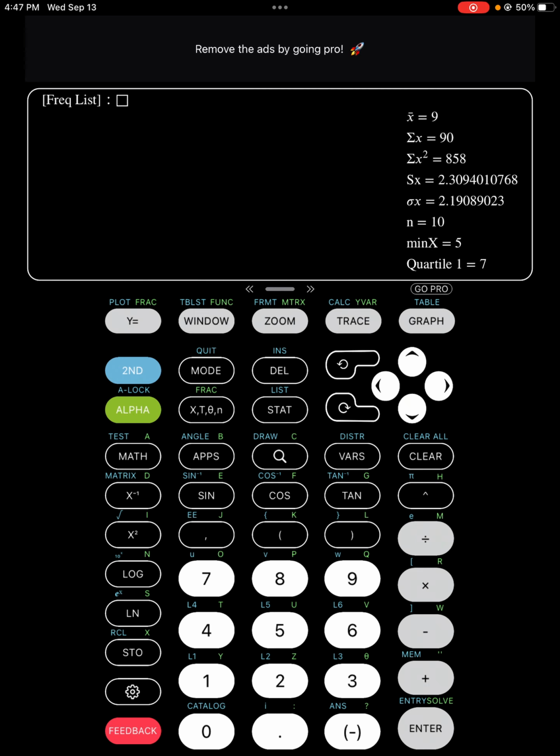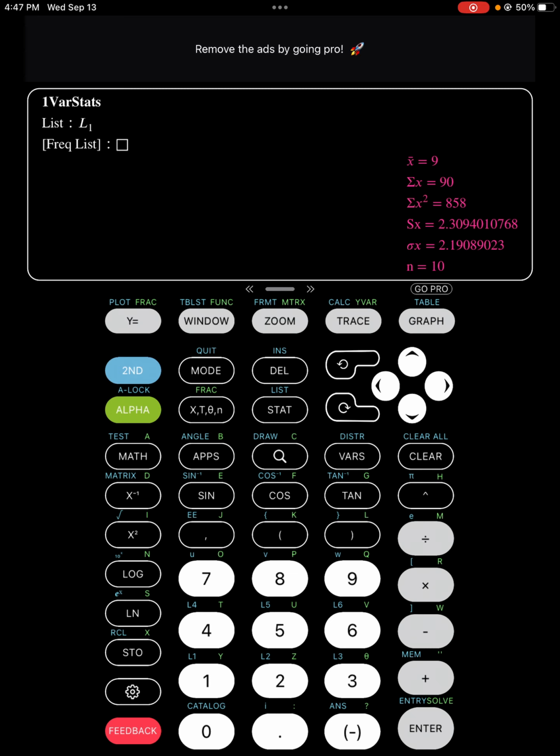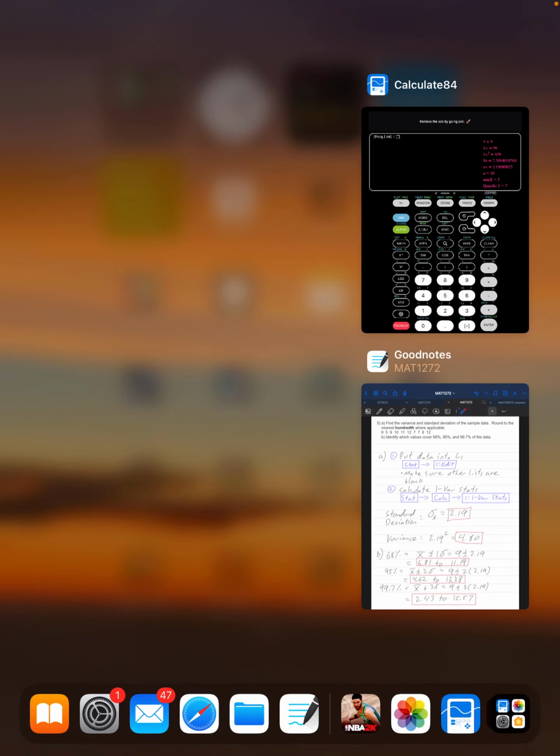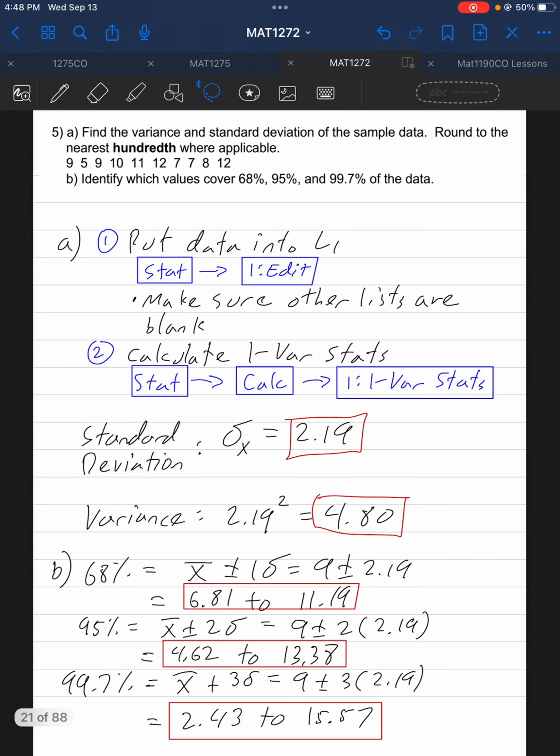And this calculates the mean, it calculates the elements added up, the sum, it calculates the elements squared and then added up. And what we're looking for is the sigma x, because this is a sample data set. We're going to use the sigma x number 2.19, which is rounded to the nearest hundredth. And that's what we're going to use over here.